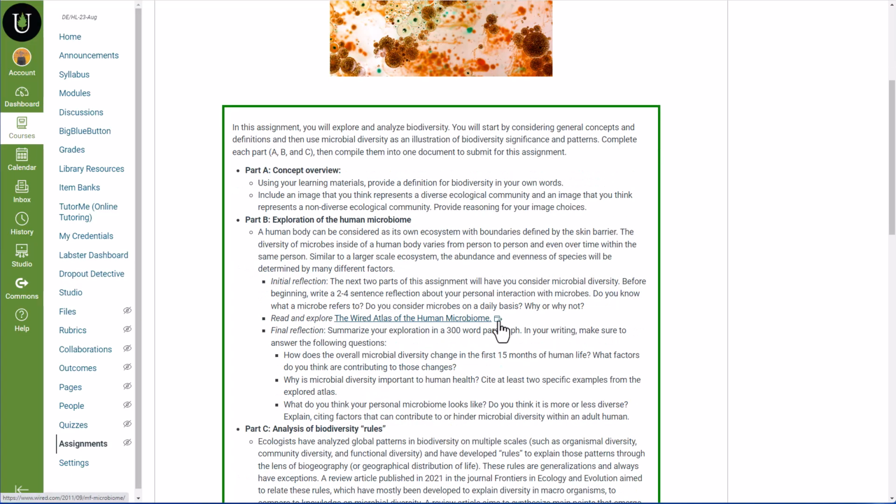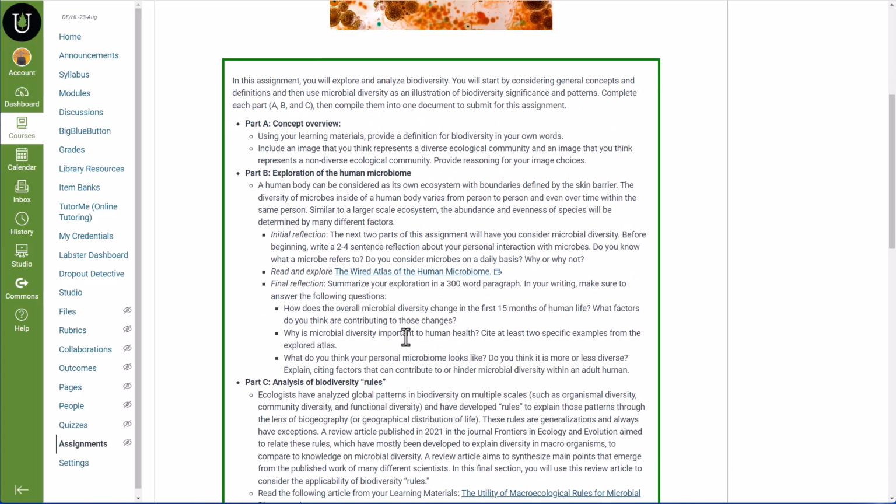So you have a link here called the Wired Atlas of the Human Microbiome. So it's asking you to go and visit this site and look around the site a little bit. And then after you've been able to do that and you've thought about what biodiversity means at the microbiome level, then you can write this reflection, this paragraph. And make sure when you're writing your paragraph that you're specifically addressing some of the questions here.